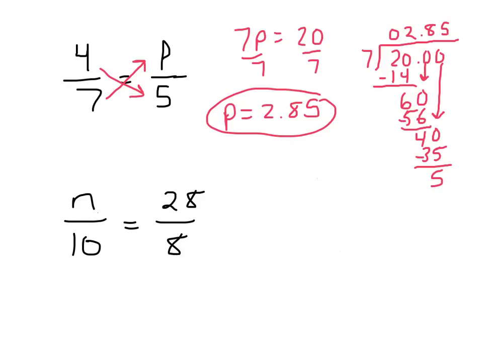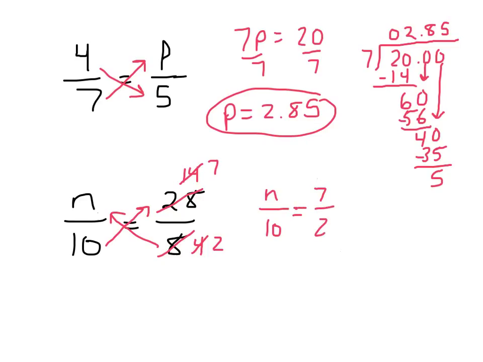Okay, another example. It's going to help me think about a way to pre-simplify when you end up having to do some pretty big math. So I could find the cross products right away, and I'd have to do 10 times 28 and 8 times n. But I see that 28 and 8 have a common factor. I could reduce 28 over 8. If I divide both of them by 2, I get 14 over 4. I could reduce them again by 2, and I'd get 7 over 2. So I kind of rewrote the proportion. n over 10 equals 7 over 2.